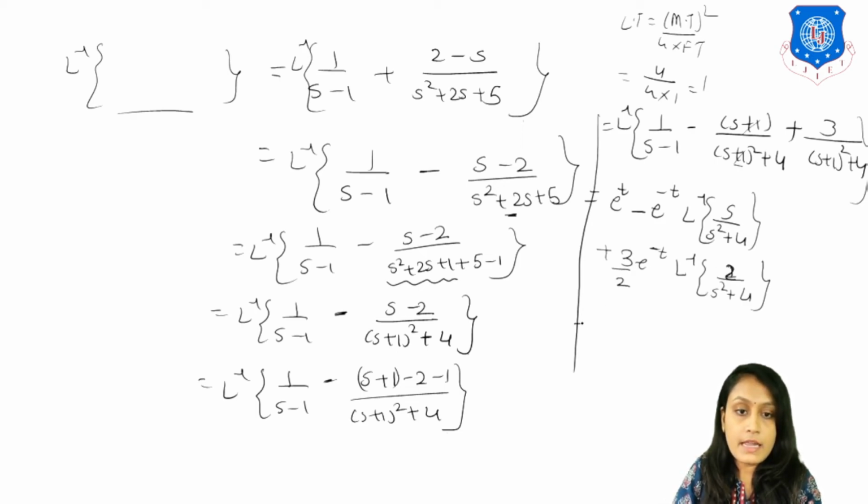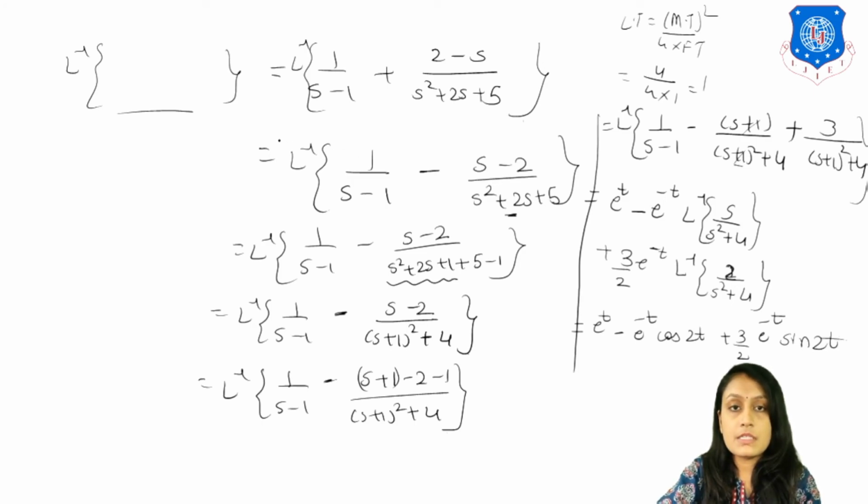Now at last your final answer will be what? e raised to t minus e raised to minus t. Laplace inverse of s upon s square plus 4 is cos 2t. Plus 3 by 2 e raised to minus t, and Laplace inverse of a upon s square plus a square is sin at. So from here we'll get sin 2t, right? So this is your final answer.